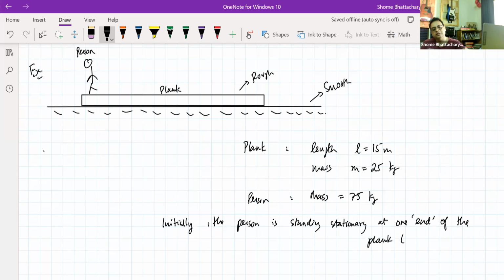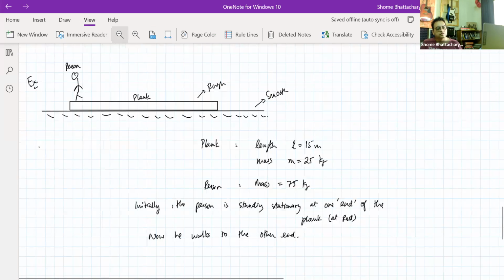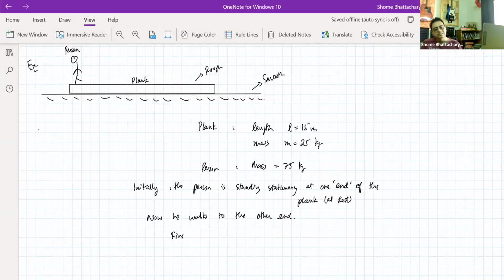The plank is also at rest. Now he walks to the other end. So during this time when he walks to the other end, find the displacements of the plank and the person. And needless to say, these displacements are with respect to ground floor.